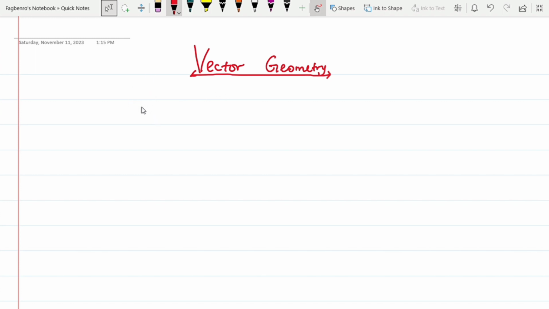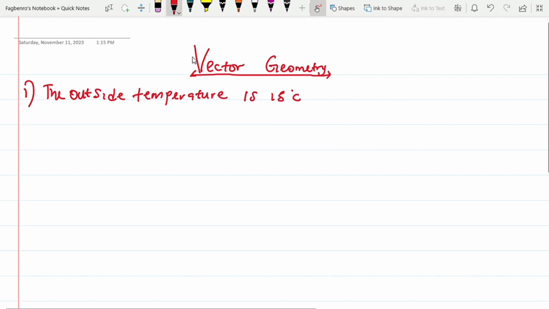Let's talk about some examples of both vector and scalar. Look at this statement. Number one, the outside temperature is 15 degrees Celsius. As we all know, temperature does not have any direction, but the 15 degrees Celsius here is talking about the magnitude. Recall that a temperature has no direction. Since temperature does not have any direction, it implies that this is a scalar quantity.